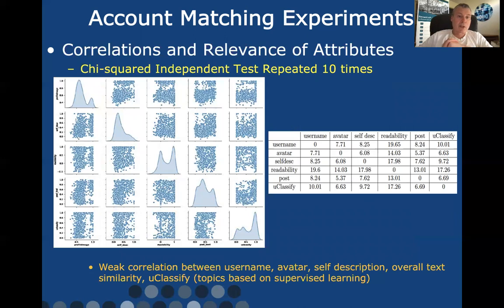And now we wanted to know, is there any correlation between those attributes? So we did a chi-squared test, repeated multiple times, with the results showing here. This is the sort of self-description, the text, etc. We also looked at the topics that people have. We did topic modeling as well using supervised learning, using something called uClassify to identify if the same people are talking about the same things on different platforms. We saw no strong correlation whatsoever between the individual attributes that we were considering. So this was kind of interesting to note.